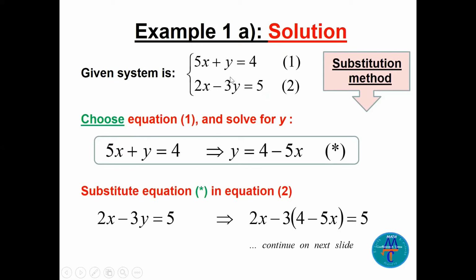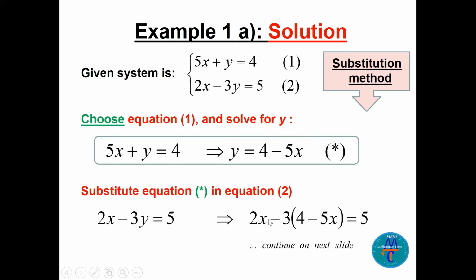Now we look at which one is easier. Just by looking, you can see equation 1, 5x plus y is equal to 4. So I can choose equation 1. Also, you can choose equation 2 if you like, but I choose the easiest. Solve for y, because it's also the easiest. So from equation 1, I can say y equals 4 minus 5x. This is star. So I take the value of the star, y equals 4 minus 5x, into the second equation, the equation I did not use.